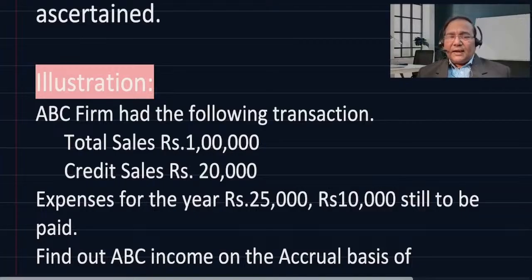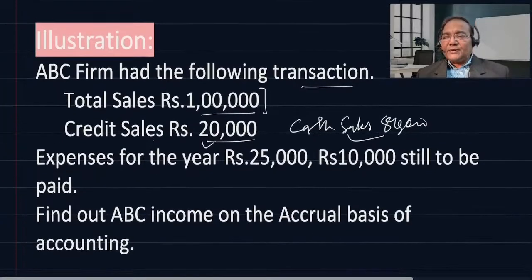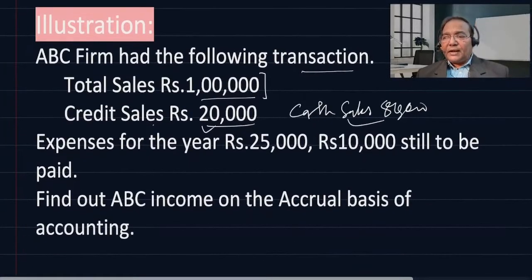So we will see here, ABC firm had the following transactions: total sales of 1 lakh rupees, of which credit sales are 20,000. So cash sales are 80,000. Credit sales are 20,000, cash sales are 80,000, total sales are 1 lakh. Now the expenses for the year are 25,000, of which 10,000 is still to be paid. So find out the income on accrual basis.